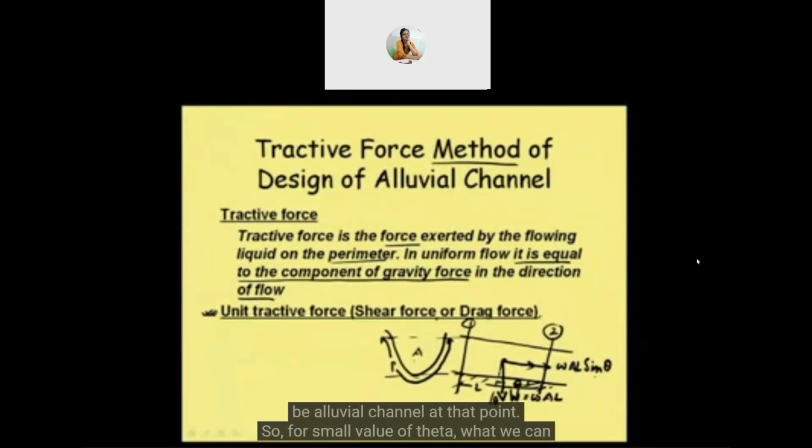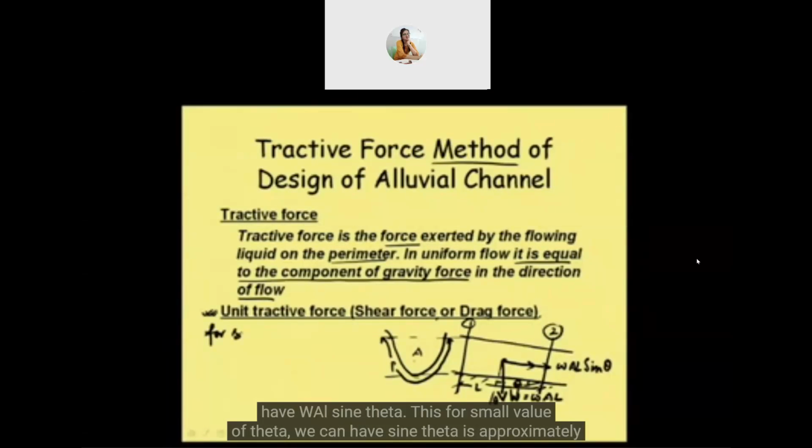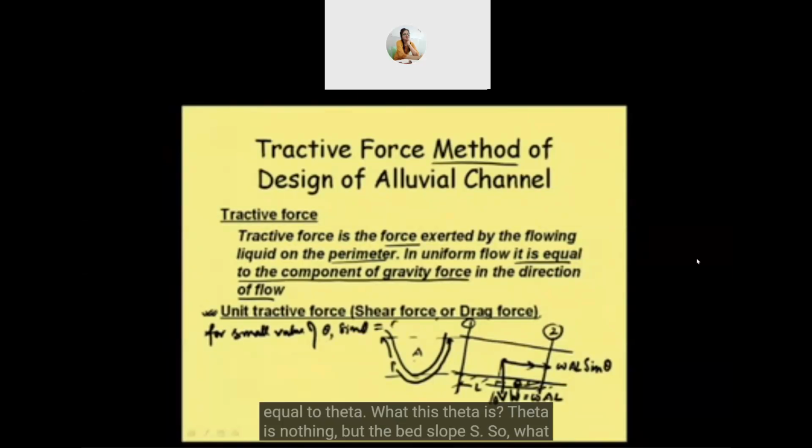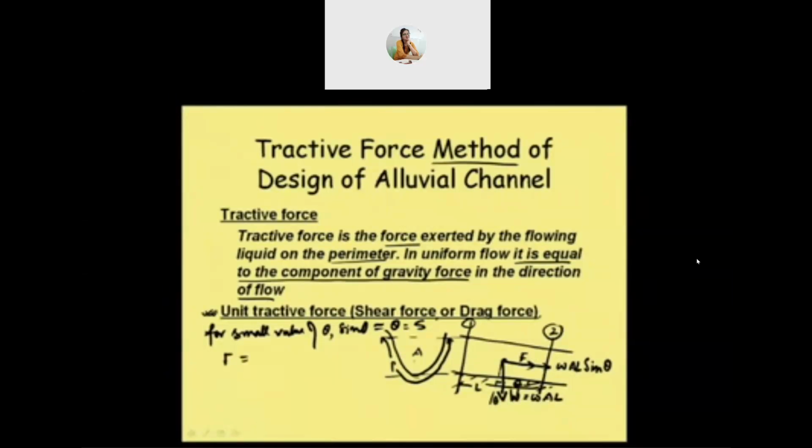Well, so for a small value of theta, what we can have for WA sine theta is that sine theta is approximately equal to theta. And what is this theta? Theta is nothing but the bed slope S. So if this force is written as F, then F is equal to WALS. WALS.